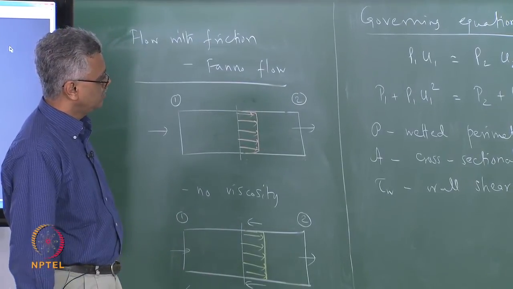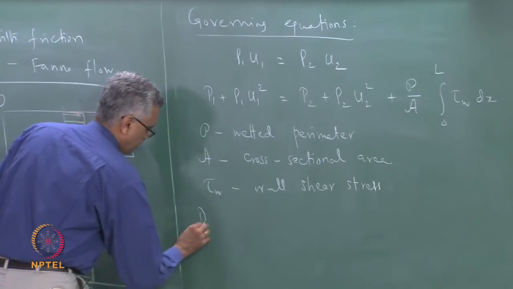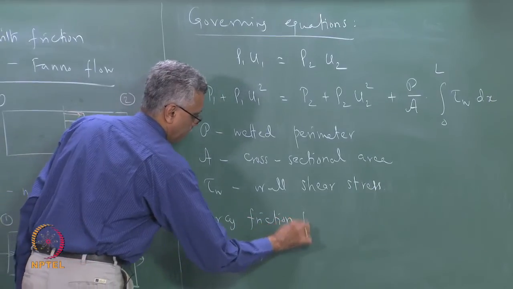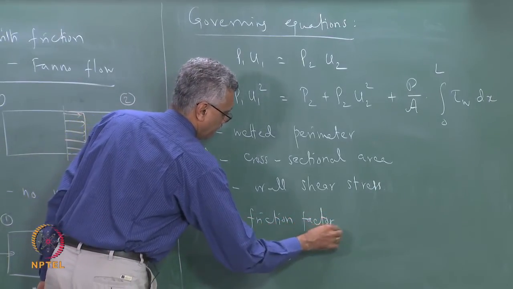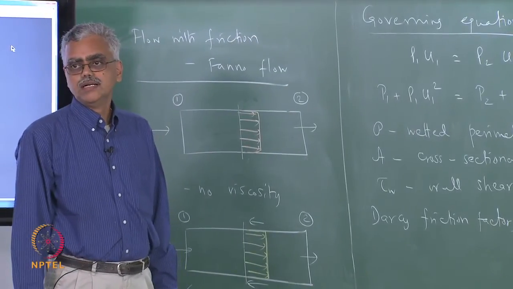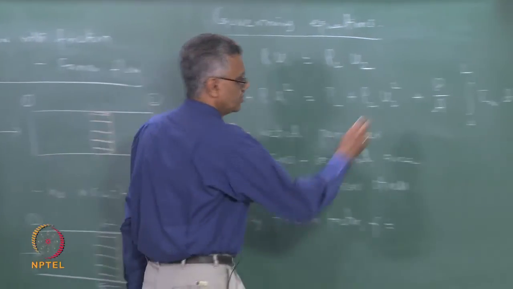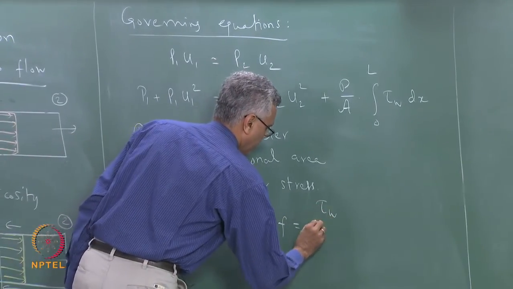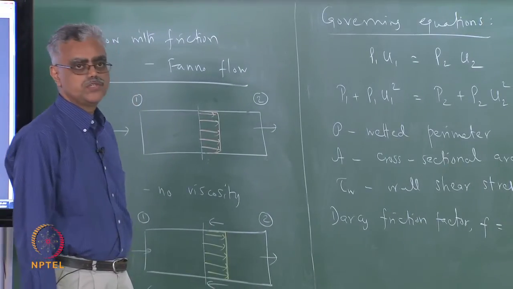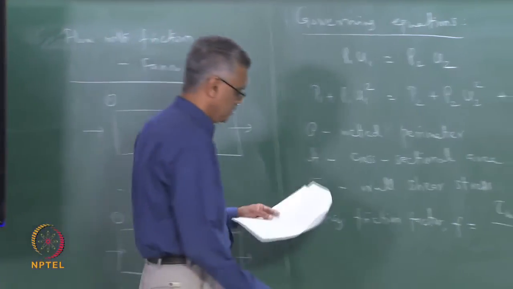Now, in basic fluid mechanics, we define something called a Darcy friction factor. Basically, this Darcy friction factor is nothing but a dimensionless shear stress. So, we take a shear stress, which has units of Newton per meter square, and we non-dimensionalize it this way.